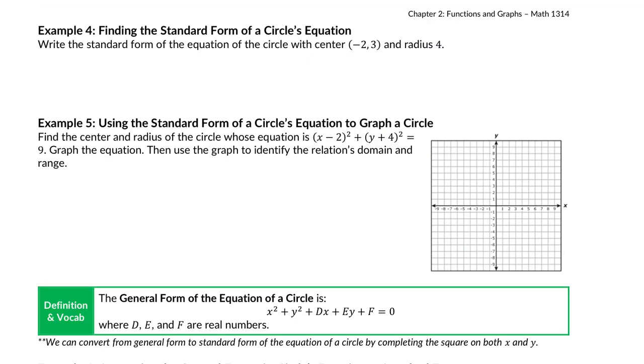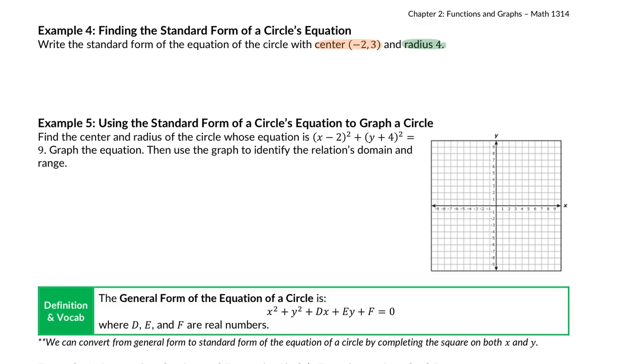Let's see. This time in example 4, we're not going to graph this one yet. It just says to write the standard form of the equation of the circle with a center at -2, 3 and a radius of 4. Okay? We can do this in one step. So I'm going to try to get us to be able to simplify quickly into one step.